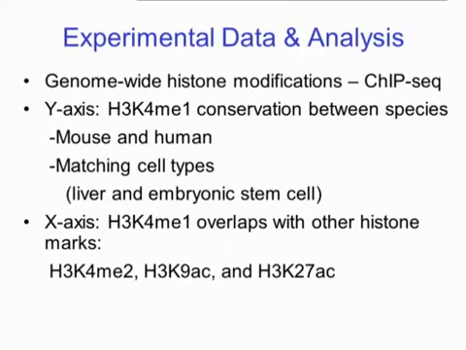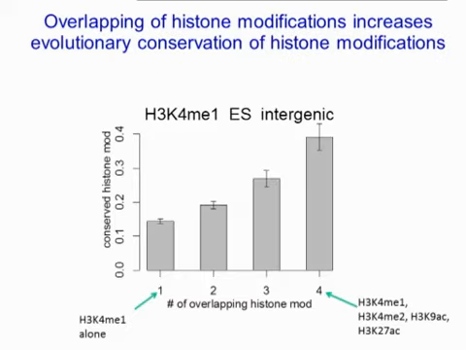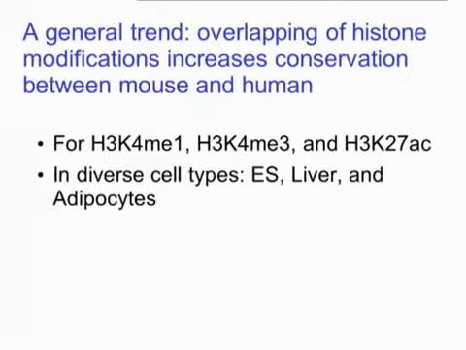Okay, so the experimental data is again ChIP-seq data, and we consider a particular histone mark, H3K4 monomethylation, conservation between human and mouse, and its overlaps with these 3 histone marks. Here it means that you have only this modification alone, and here it means it is associated with 3 other modifications. You can see that the conservation increases with the number of modifications associated. So a general trend is that overlapping of histone modification increases conservation between mouse and human, for these three, and in different cell types.